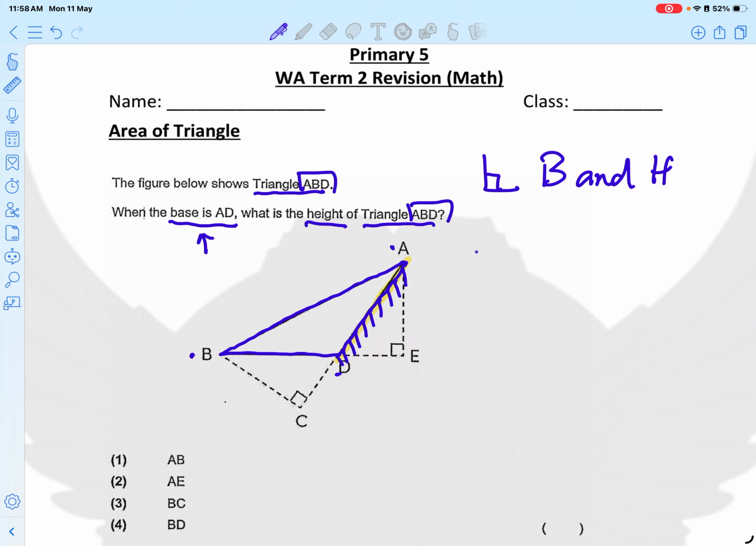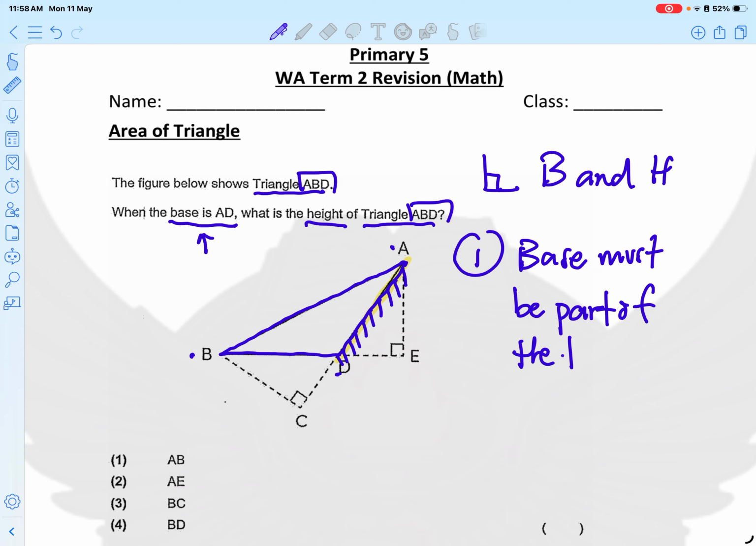So one of the considerations is that the base must be part of the triangle. Must be a solid part of the triangle. The height in this case can be imaginary.